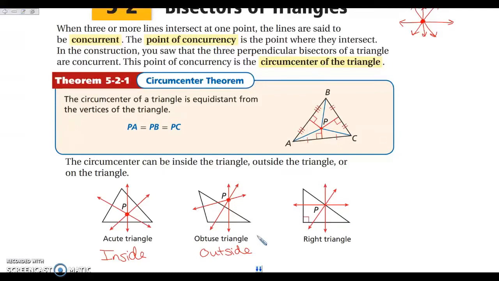When we have a right triangle, where our perpendicular bisectors meet is on the triangle, and it's on the midpoint of the hypotenuse every single time. All right, so our circumcenter can be located inside, outside, or on the triangle, depending on the type of triangle that we are given.